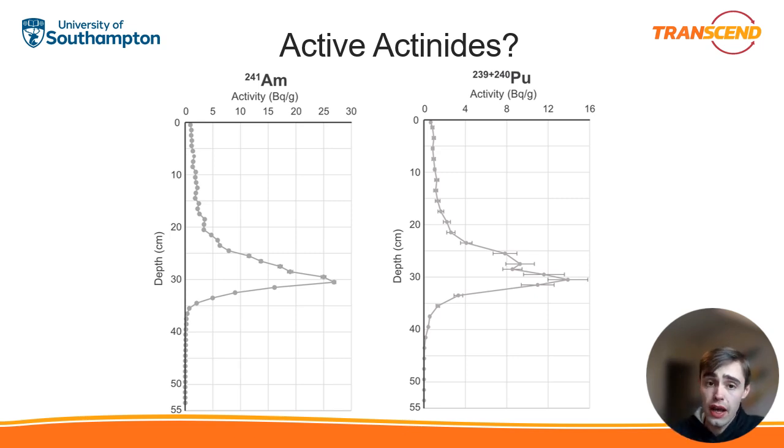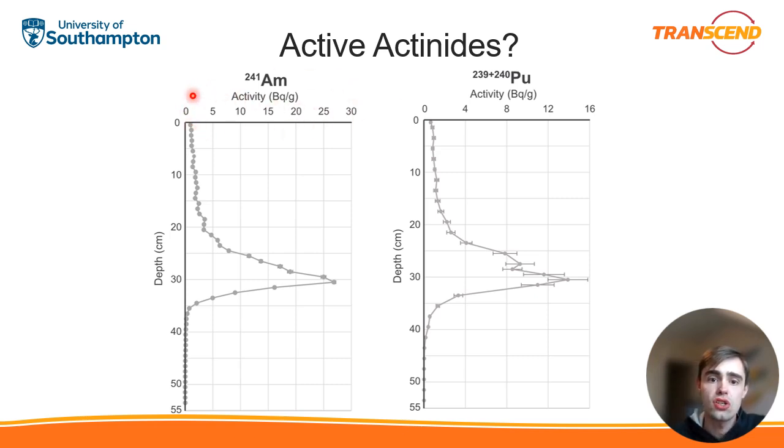So there were four radionuclides I ended up looking at in the end. We've got americium-241 here. I've got two plutonium isotopes, 239 and 240, together. This was because they were measured through alpha spec, and so the peaks basically appear as one. So we've combined them. I did also look at cesium and technetium as well, but again, for the sake of time, I've not included those here.